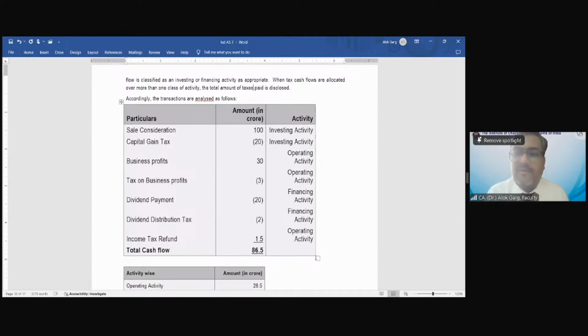Friends, Saminathan is asking, sir, when the tax bifurcation is not provided for each activity, can we fit it into operating activity? Yes, Saminathan. Normally, if the tax bifurcation is not provided, not given in the question, please consider the entire tax in the operating activity.